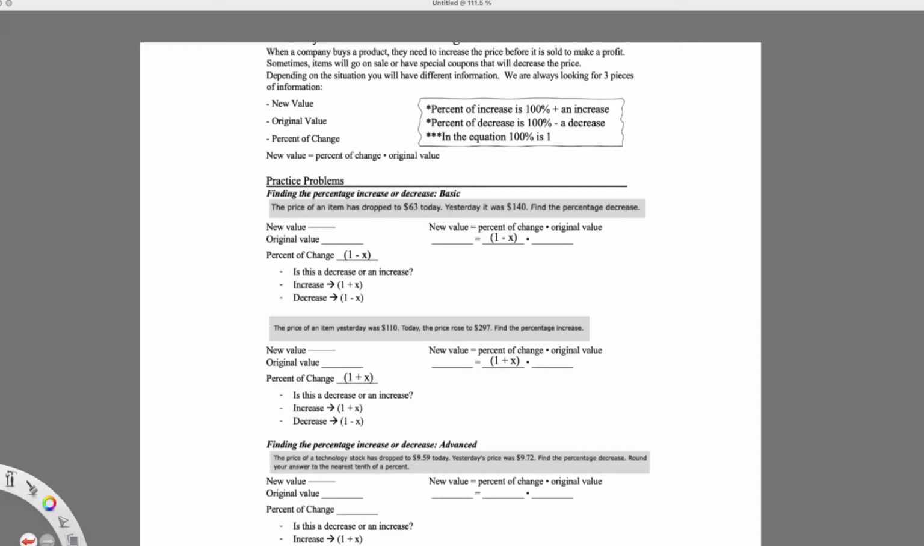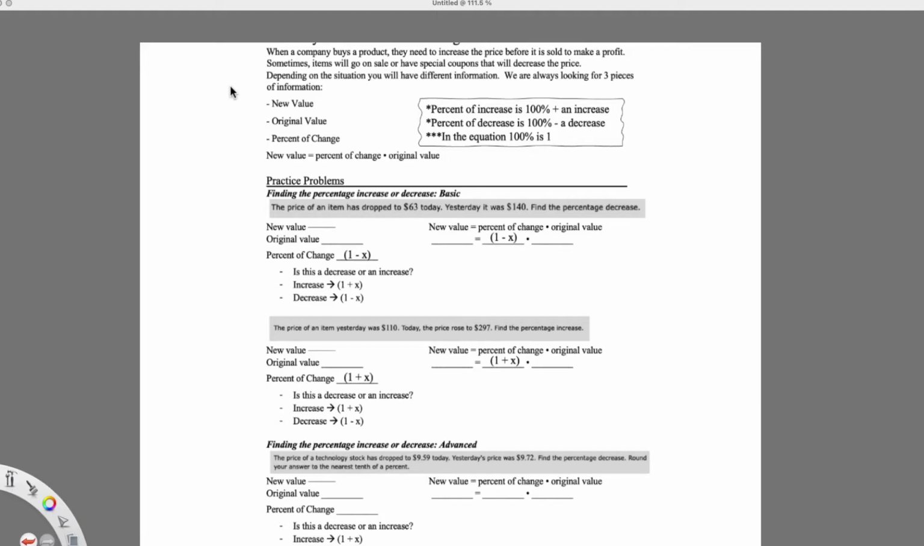All right, so in this video, we're going to start to talk about percent of change. So this is the basic idea, which we can kind of see up here. When a company buys a product, they need to increase the price before it is sold, so they make a profit. So that's a very basic idea.